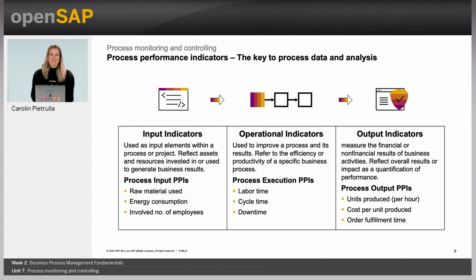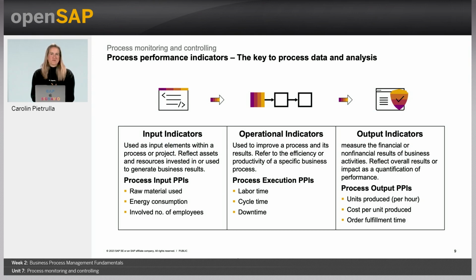Many of them are expressed in times, such as working times, cycle times, or downtimes. Consequently, output indicators reflect the quantitative outcome of a process, such as all units produced, cost per unit, or fulfillment time. PPIs must be tracked on a regular basis to be able to compare them and measure process performance over time.